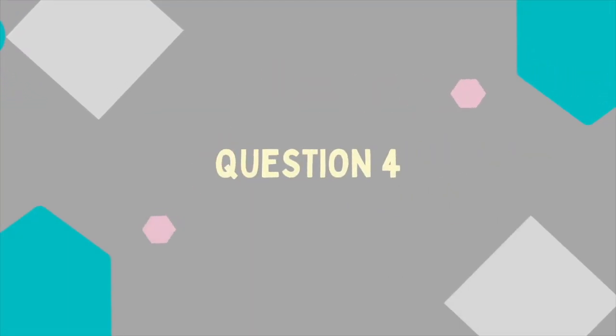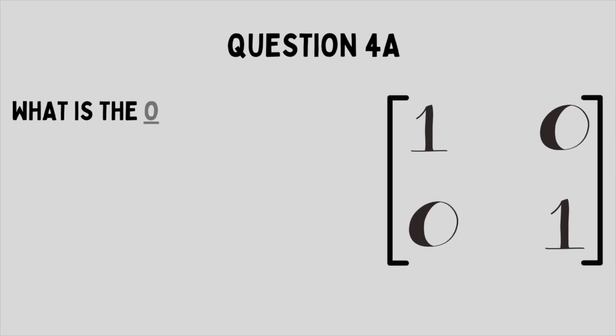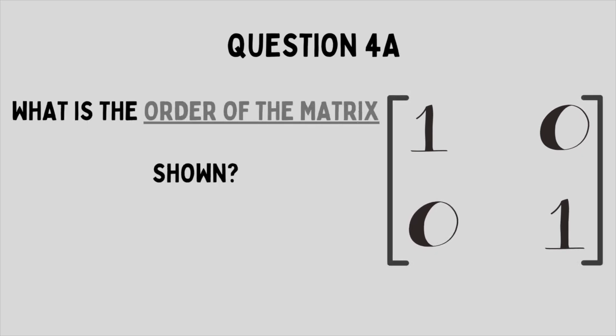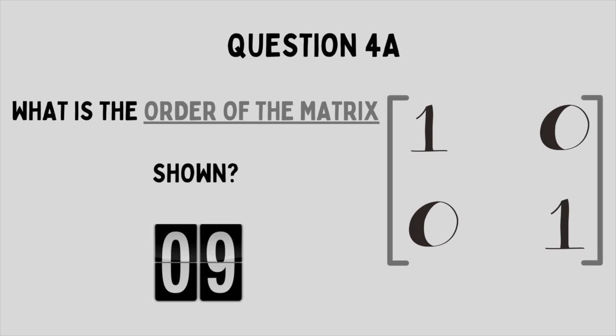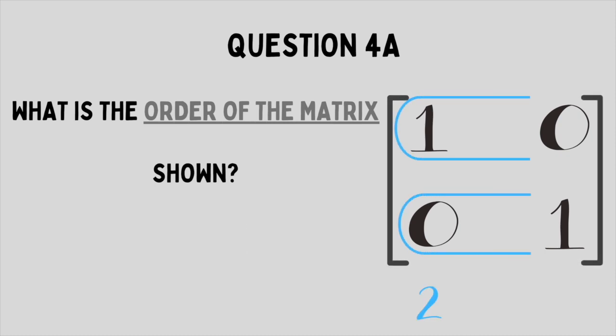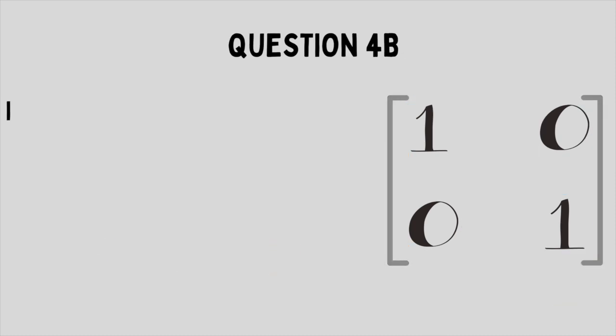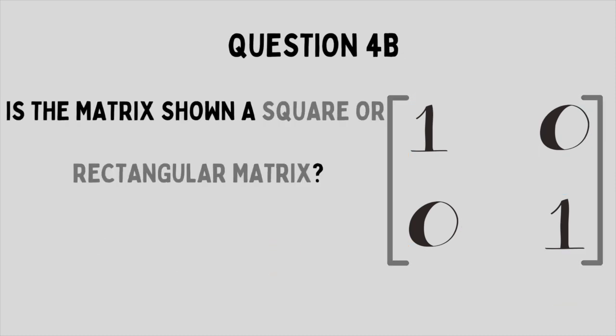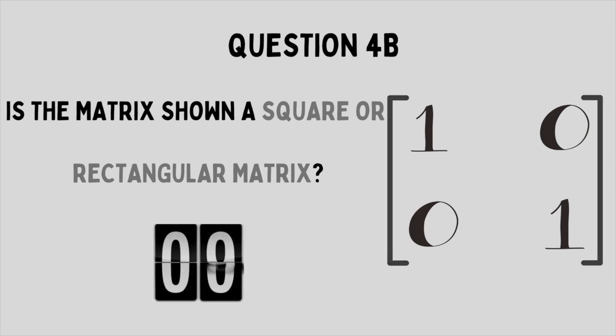Now question 4, which is going to be our last question. What is the order of the matrix shown? I don't think we need all this time to determine that. Let's see what you got. We have 2 rows. Always remember, rows first. I'll keep saying it over and over. And columns second. So we have a 2 by 2 matrix. So this should be straightforward. Is this a square or a rectangular matrix?